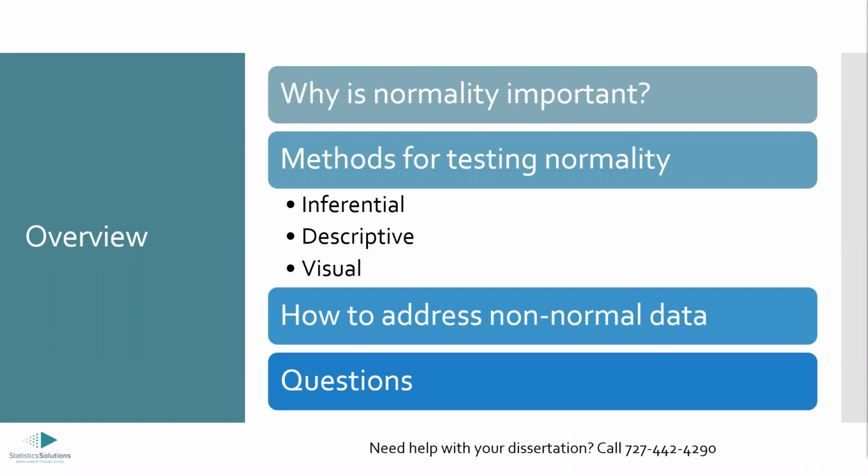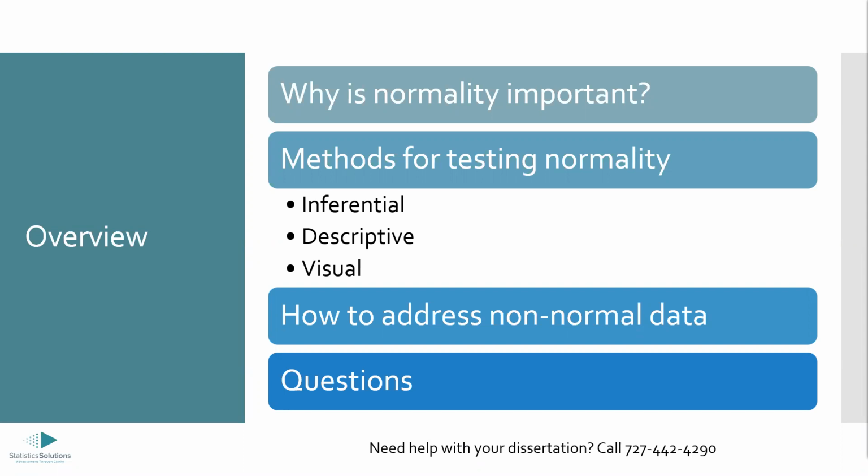Okay. So first, I'll just give a brief overview of what we're going to be covering in the webinar today. First, we'll talk about what exactly normality is and why it's important. And then we'll talk about different methods for testing normality. So we'll talk about inferential methods, descriptive methods, and visual methods, and go over each of those, how to test in those different methods, what the advantages and disadvantages are of each method, and how to interpret those tests.